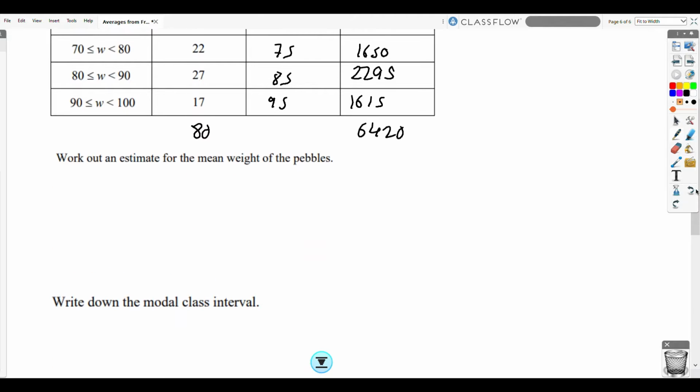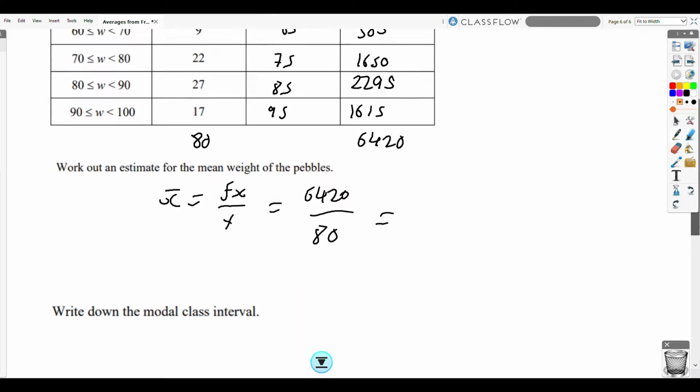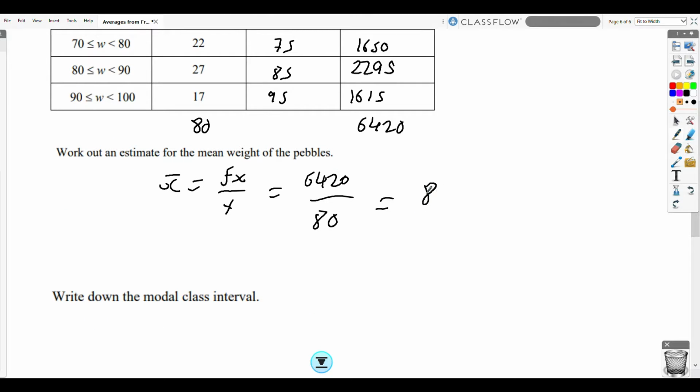Once again, to work out the mean, which we'll label x bar, you do sum of fx over sum of f, so the totals of both these columns. So we're doing 6420 over 80 to work out the mean weight. This gives me a value of 80.25, and it's going to be grams here, and we don't need to round it since it's continuous data. 80.25 grams.